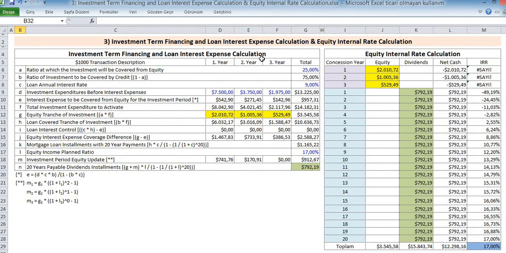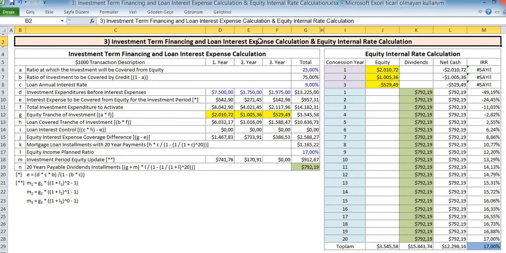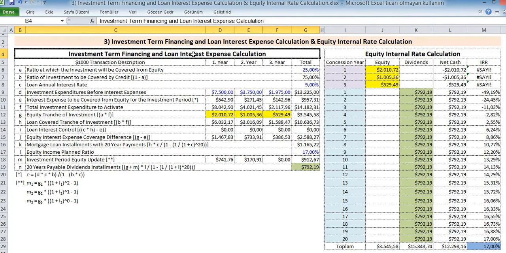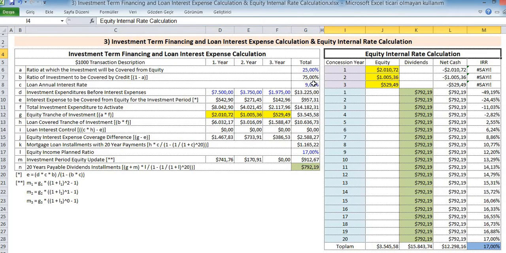IRR is a metric used in financial analysis to estimate the profitability of potential investments. IRR is a discount rate that makes the net present value, NPV, of all cash flows equal to zero in a discounted cash flow analysis.